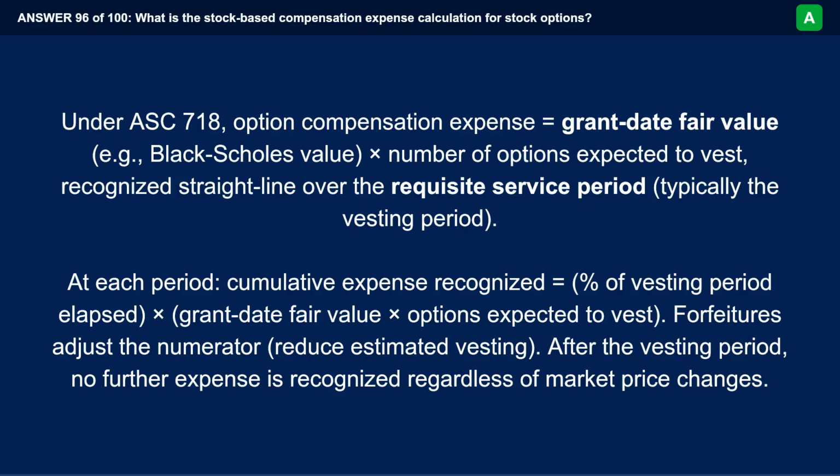Forfeitures adjust the numerator, reducing estimated vesting. After the vesting period, no further expense is recognized regardless of market price changes.